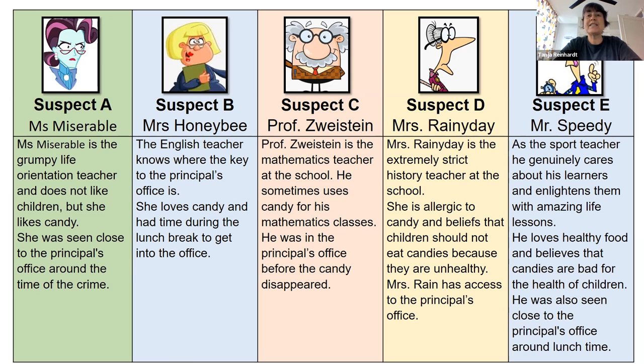And then we have suspect C, Professor Zweistein. Professor Zweistein is the mathematics teacher at the school. He sometimes uses candy for his mathematics classes. Okay. He was in the principal's office before the candy disappeared. So maybe he went into the office to get candy for his mathematics class.